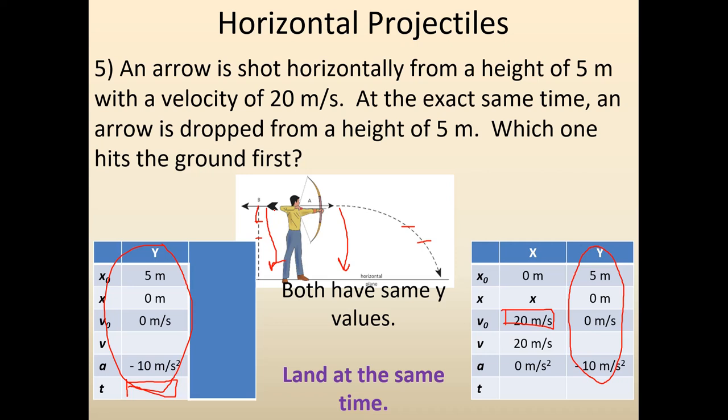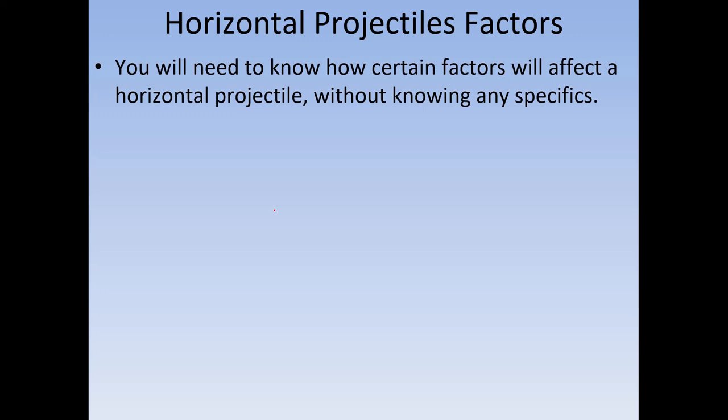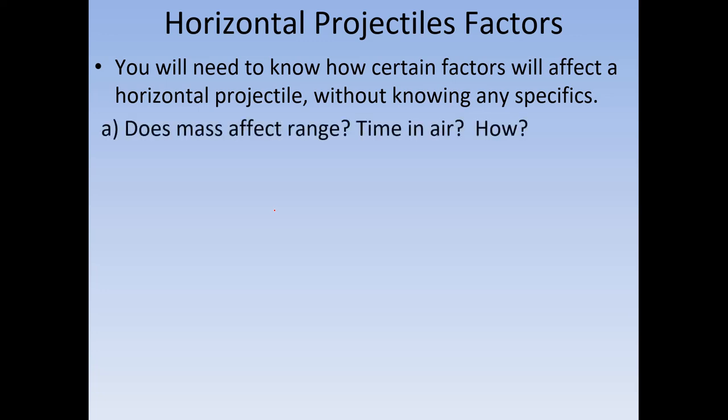So this is a super common question that gets asked a lot, and it's important to remember and reiterate that these two objects will always land together. They just land at different locations. Now, one thing that you're going to need to know about horizontal projectiles, and actually projectiles in general, are the factors that affect it. Like what affects how far it lands, what affects the time in the air. We kind of already talked about this.